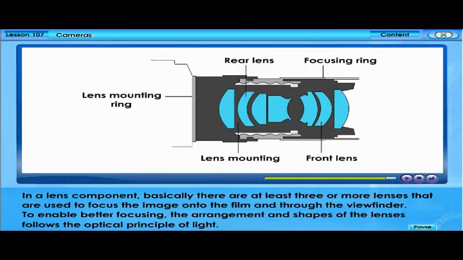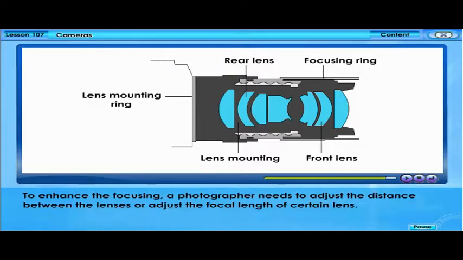In a lens component, basically, there are at least 3 or more lenses that are used to focus the image onto the film and through the viewfinder. To enable better focusing, the arrangement and shapes of the lenses follows the optical principle of light. To enhance the focusing, a photographer needs to adjust the distance between the lenses or adjust the focal length of certain lens.